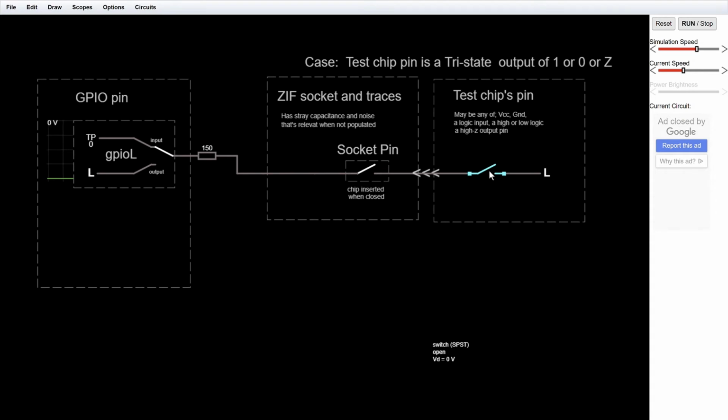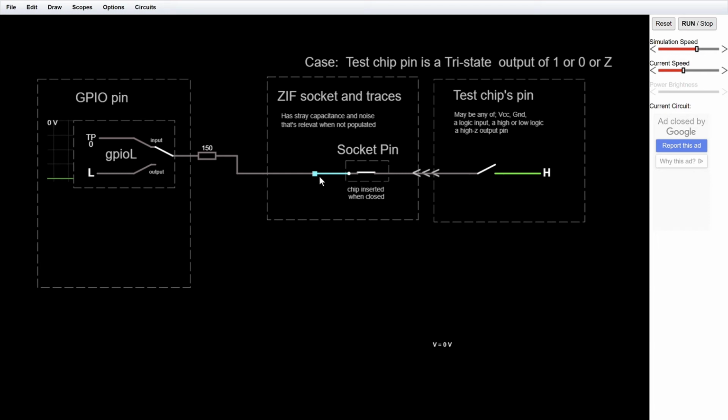Things get a little bit more complicated if the test chip's pin happens to be a tristate pin. Of course, if that output is enabled, then the circuit is basically the same circuit as in the previous simulation. You put the chip in the socket, and as the pin changes state, that's sensed by the GPIO input pin. But when the output of the test chip is in its high impedance state, there is no signal on this wire for the GPIO input pin to sense.